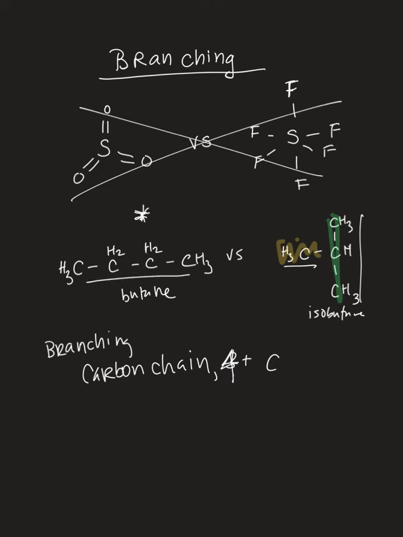so it has more potential to make IMF contact, specifically London dispersion forces, whereas with this one, it would be harder and fewer London dispersion forces will be made. But we only see branching come into play when you have a long string or chain of carbons.